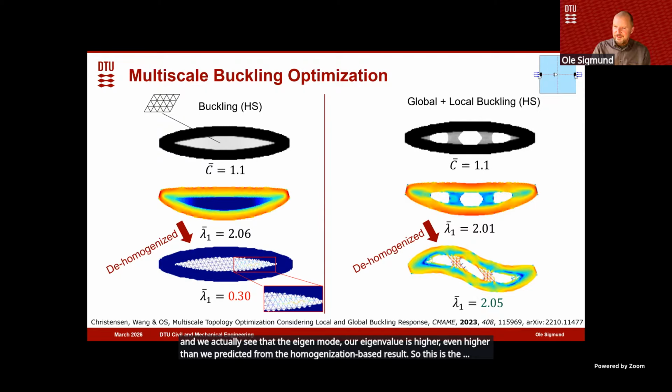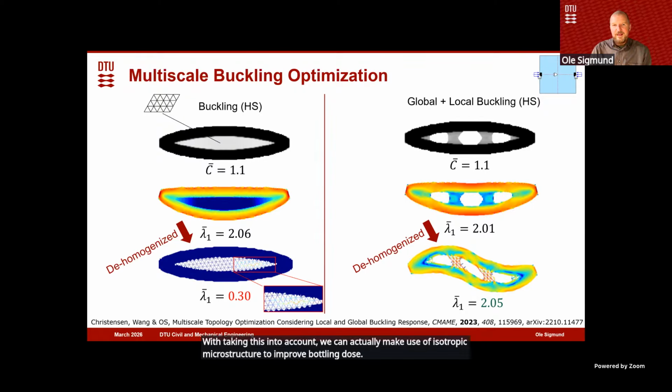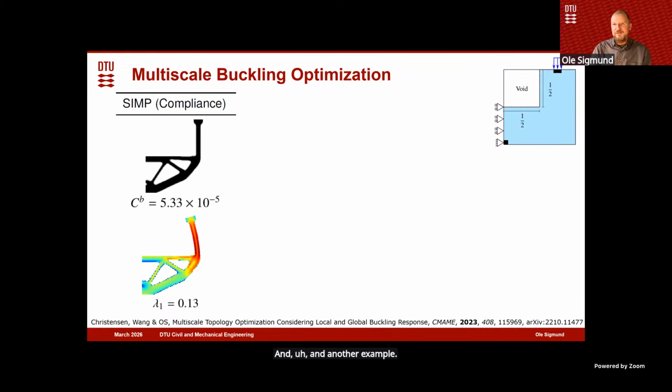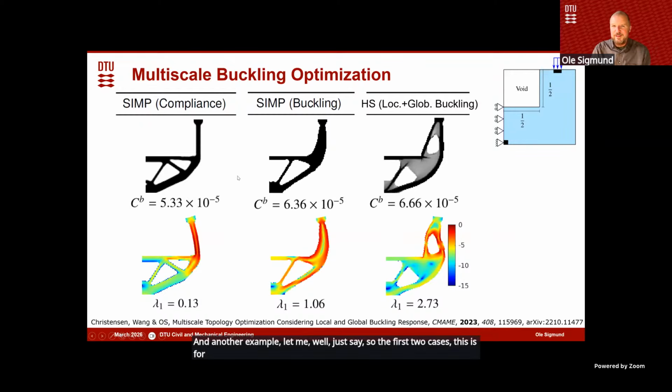With taking this into account, we can actually make use of isotropic microstructure to improve buckling loads. And another example, let me just say, so the first two cases, this is for SIMP-based compliance and buckling.